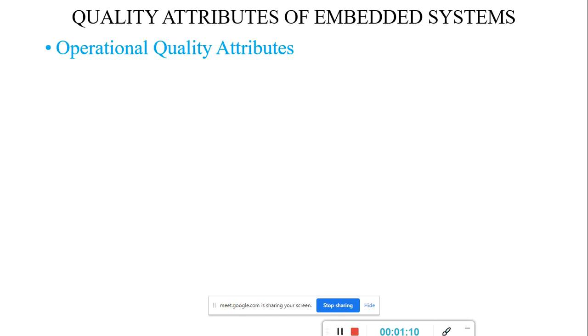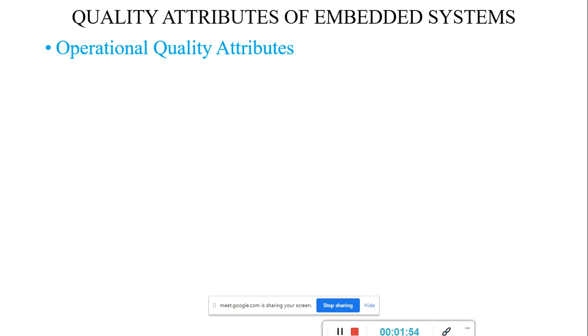Now, quality attributes of embedded systems. What do you mean by attribute? The dictionary meaning of attribute is nothing but the characteristics of an entity. In the regional language, we call them gunalakshanagalu. Quality attributes, gunamattada gunalakshanagalu.